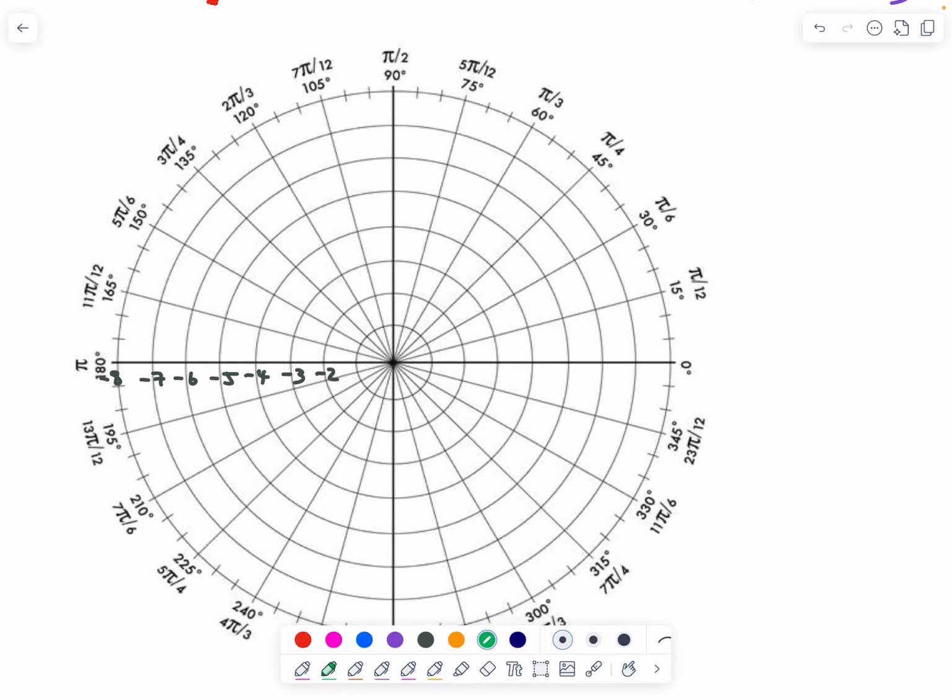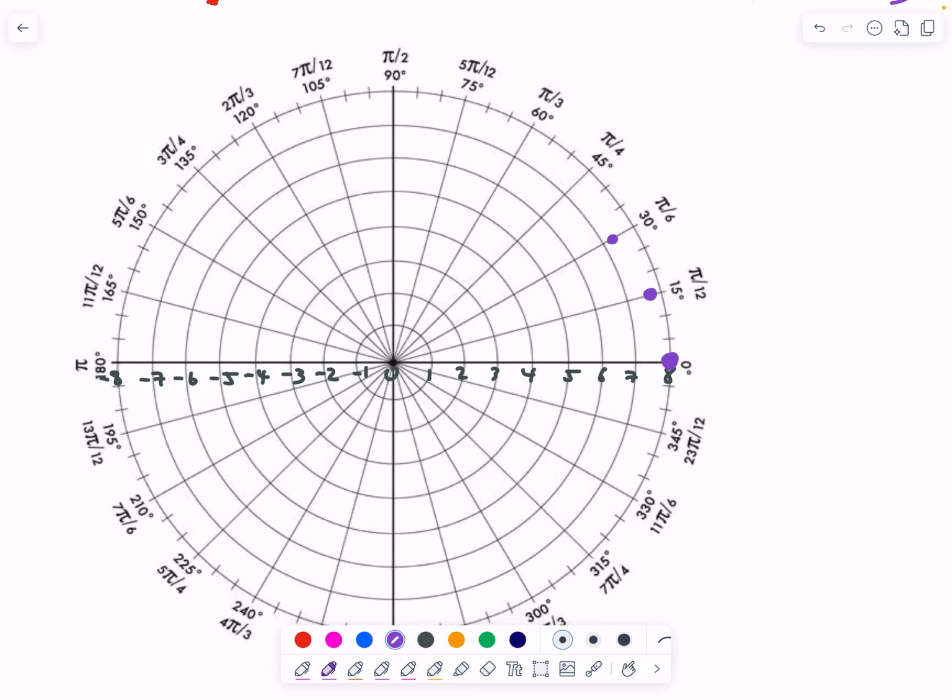Okay, let me just erase this. I would like to do the numbers first. So how about I do the numbers? This will be -1, 0, 1, 2, 3, 4, 5, 6, 7, 8. And then the first point is, what's the first point? The first point is R is 8, 0 degrees. Okay, (0, 8). And then 15 degrees is 7.8.